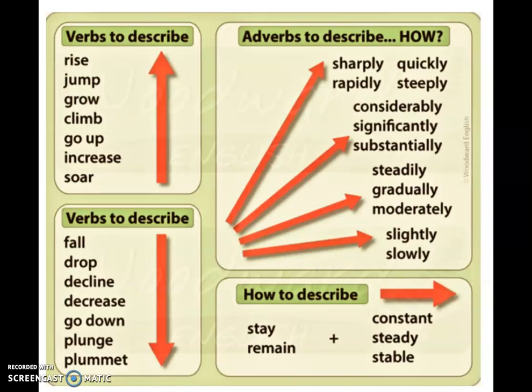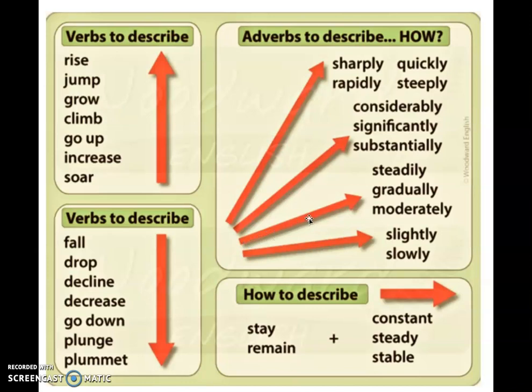Once again, here are some different words we can use when we want to talk about things going upward over time. Then we can use words like rise, jump, grow, climb, go up, increase, and soar. And then the faster it goes up, if we want to describe it going up, we could say it rose sharply, rapidly, quickly, steeply. And then if it's not going up quite so fast, maybe considerably, significantly, substantially.